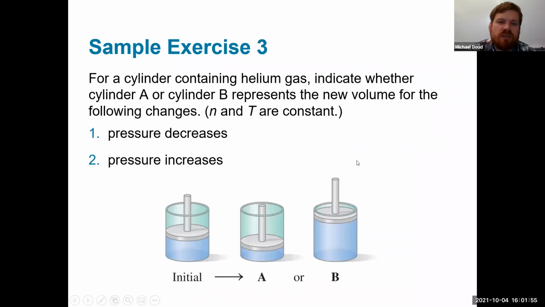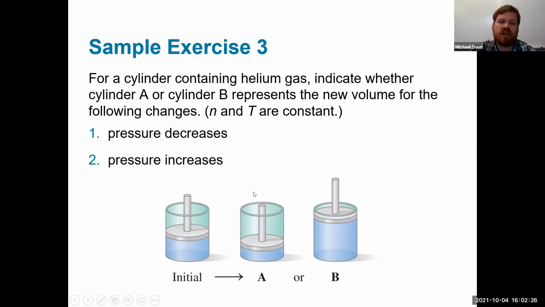Okay, so here we go. Sample exercise 3. For a cylinder that contains helium gas, indicate whether cylinder A or B represents the new volume for the following changes, noting that the amount and temperature are again constant, for reasons that we'll find out in a bit. So step 1, if pressure decreases, which one is likely to be occurring? Keep in mind, if the pressure of the gas is down here, is it going to take up more volume or less volume? That's this idea of this piston system.